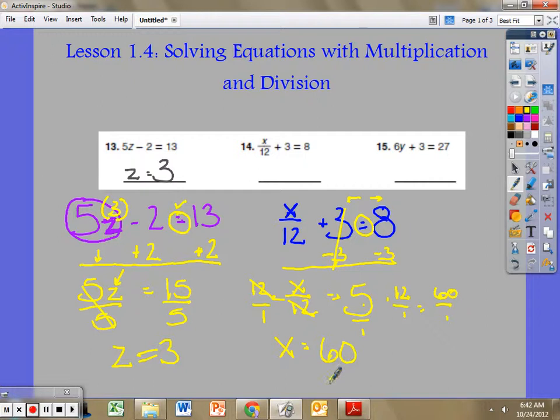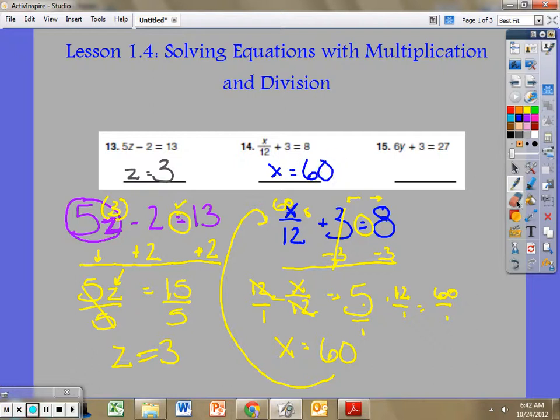Now let's check to see if this works. I'll substitute it back in. 60. So now this is 60. 60 divided by 12 is 5. 5 plus 3 equals 8. So yes, indeed, I now know that x equals 60.